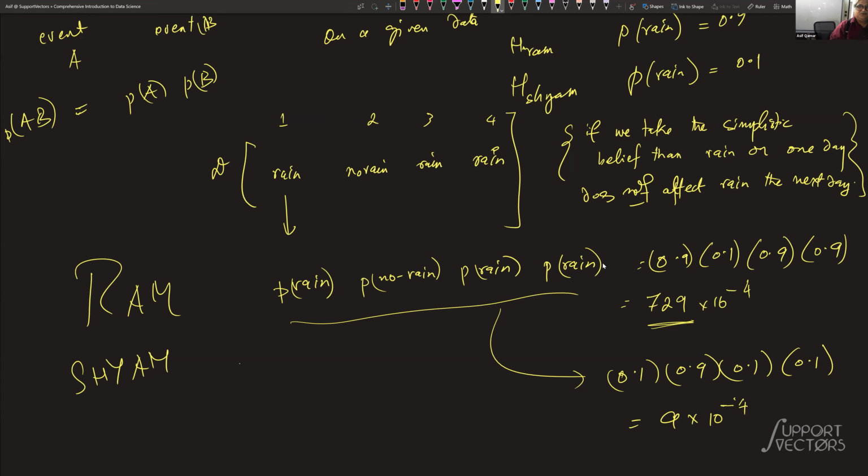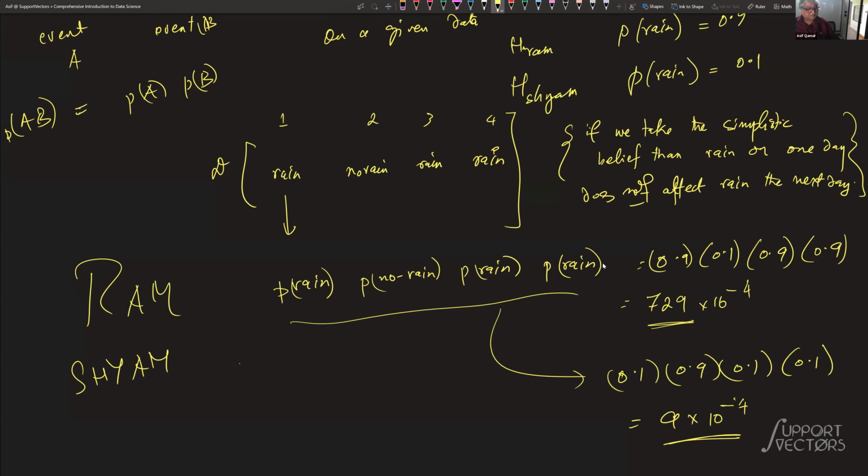Into 10 to the minus 4 of seeing this event. And according to Shyam, the chances of seeing this event are far, far less. But this event is there. It's a fact. So which hypothesis makes this event, now listen to the way I'm saying it, this data, this event that has actually happened, the joint event of rain on 3 days and no rain on 1 day, which hypothesis favors the data? Or the data favors which hypothesis? Either way.